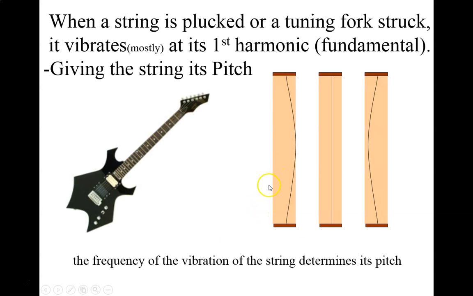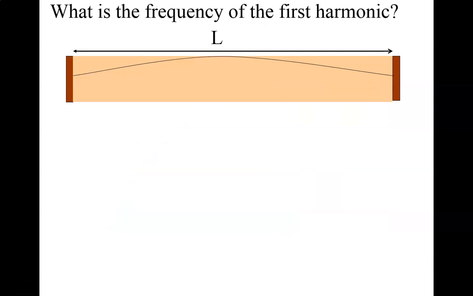So when you strike something like a guitar string, most of the vibrations that are going to occur in that string are in the first harmonic standing wave. That's how a certain string gets its pitch. You can do certain things to change that. We'll cover that in a little bit.